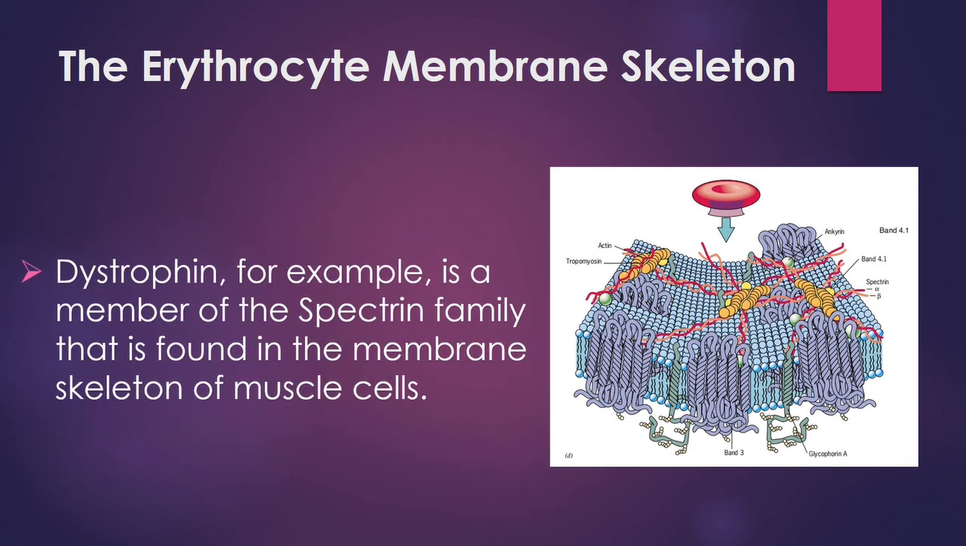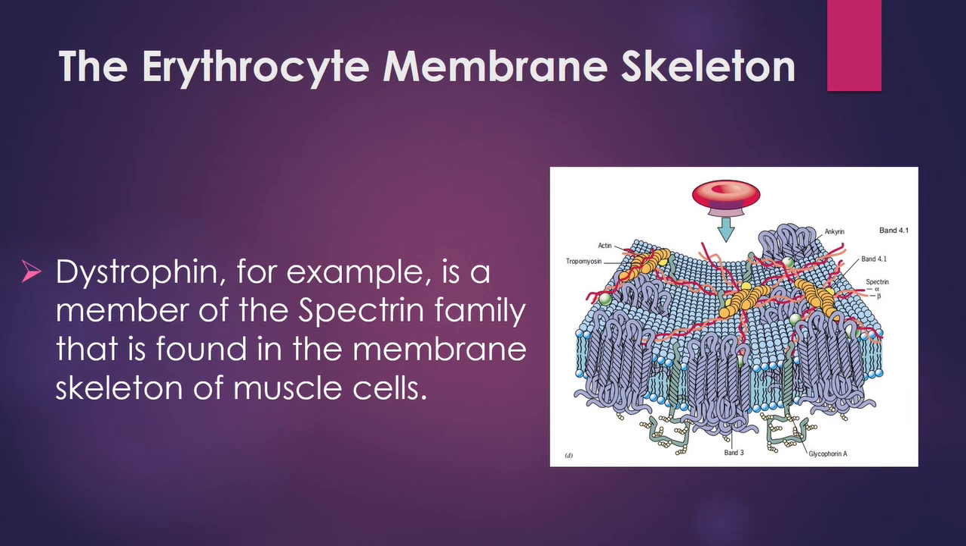Dystrophin, for example, is a member of the spectrin family that is found in the membrane skeleton of muscle cells. Some mutations in dystrophin are responsible for causing muscular dystrophy, a devastating disease that cripples and kills children. As in the case of cystic fibrosis, the most debilitating mutations are ones that lead to a complete absence of the protein in the cell.